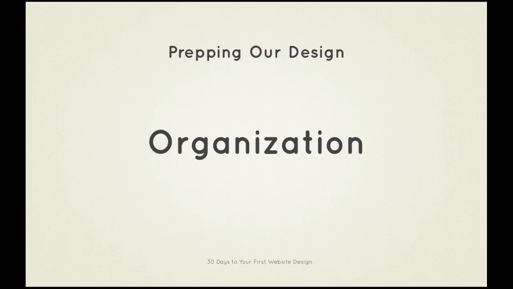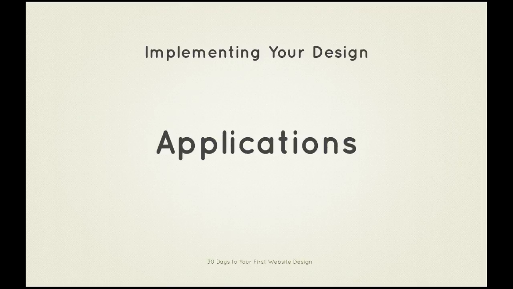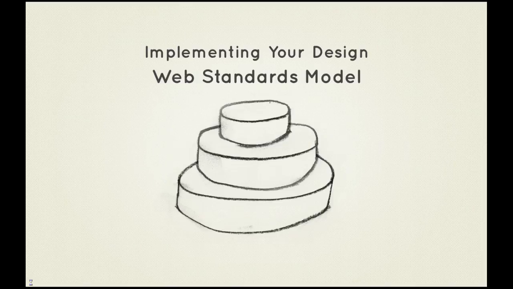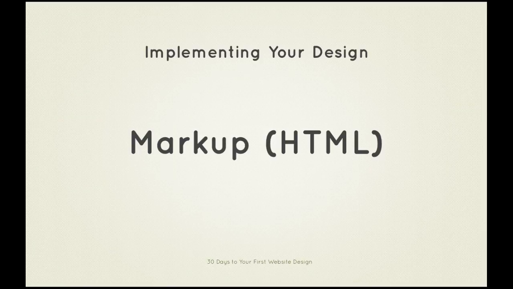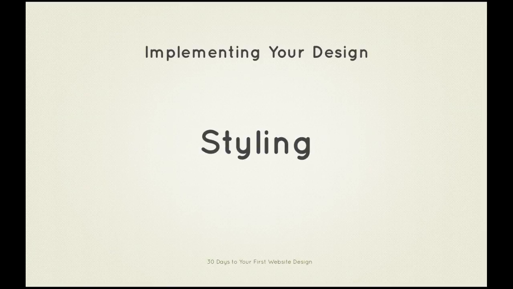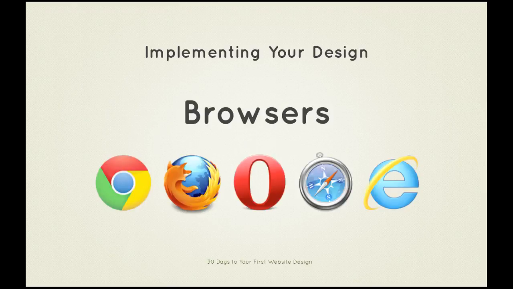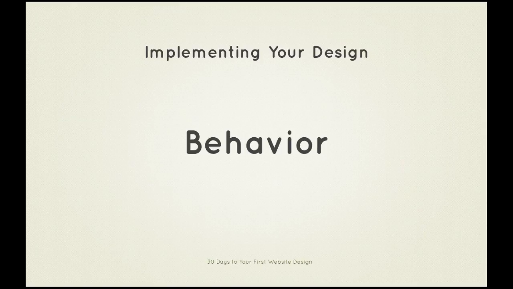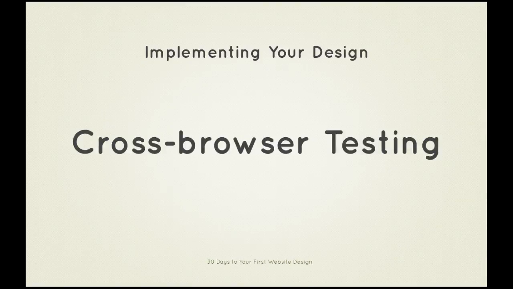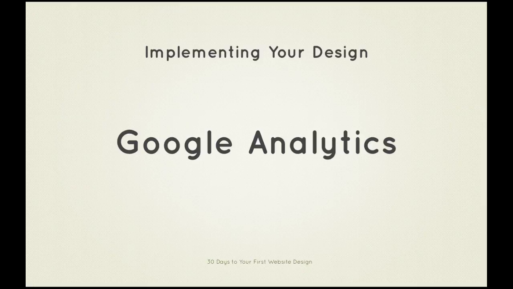The final section, section 5, will concentrate on implementing your design. We're going to choose our applications, look at the web standards model, then we'll cover our markup and talk a bit about semantics. Then we'll move on to styling our markup before looking at browsers, and then we'll have a couple of videos on JavaScript behavior. Lastly, we'll perform some cross-browser testing before finally implementing Google Analytics.